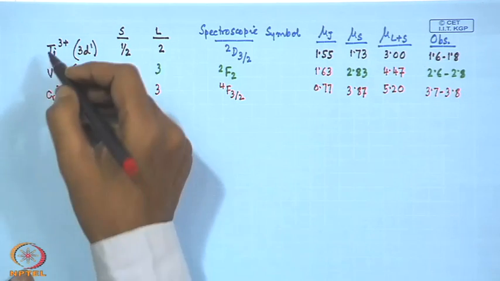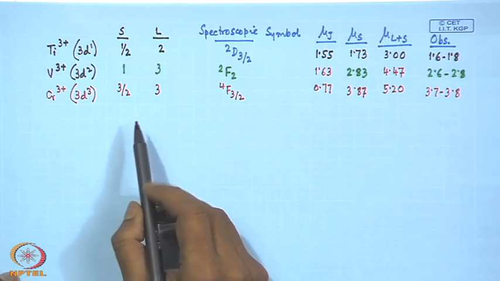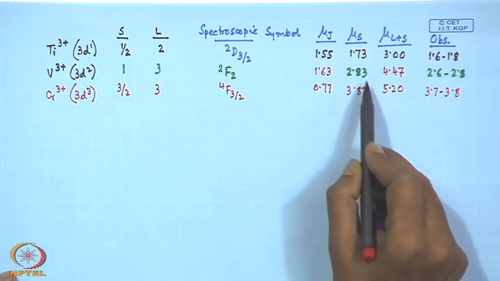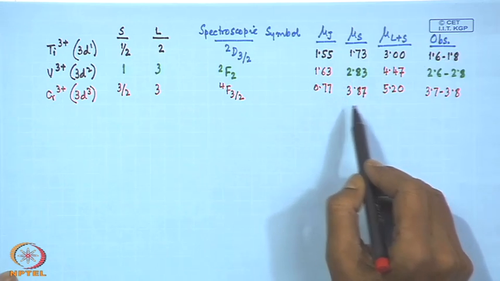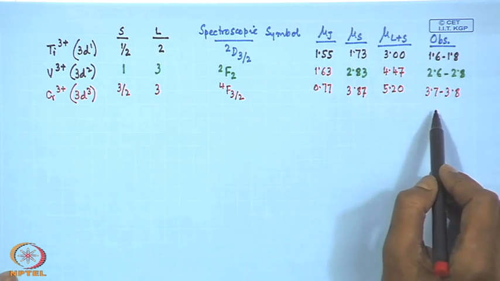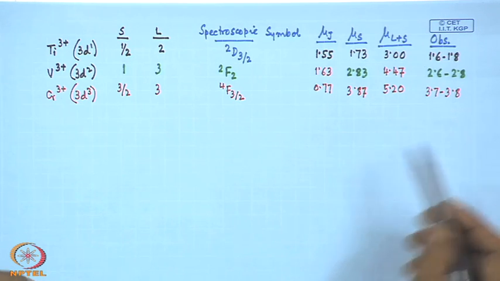So, when we continue and fill up the entire table in our next class, we will find that there will be some values where the mu spin only is not the exact value, but it can have a value close to mu L plus S. That means, it can have the corresponding orbital contribution towards the magnetic moment. Thank you very much.